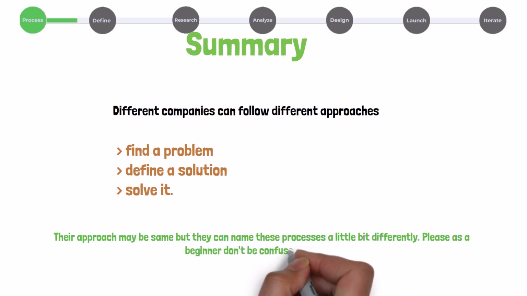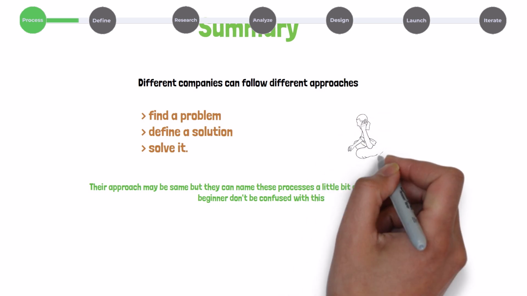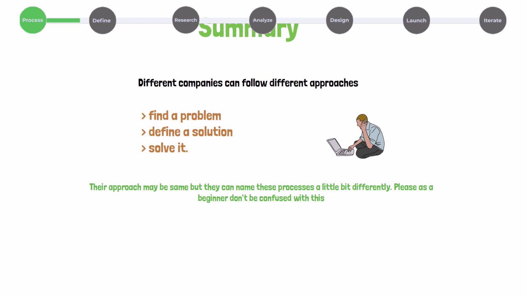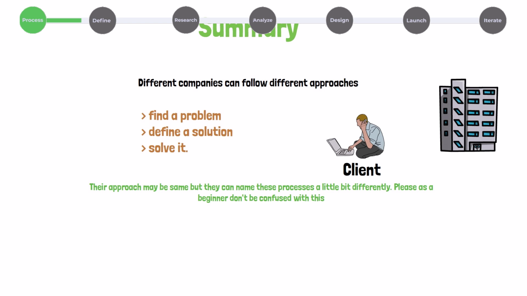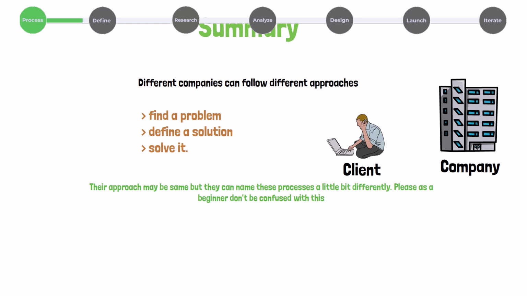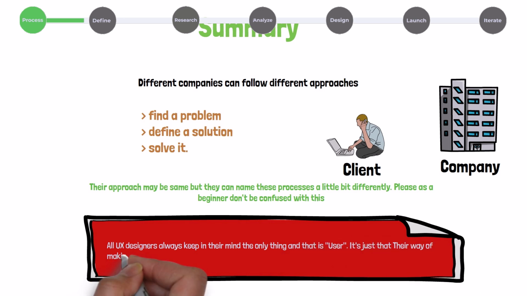Please, as a beginner, don't be confused by this. Also, the UX design process depends on where you are working, as the scenario might be different. It can be you are working directly for a client, or you are working in a company, and in a company you will have a team, and as a freelancer you are your own boss and you are working alone. But all UI UX designers always keep in mind only one thing, and that is the user. It's just that their way of making them happy can be a little bit different. Hence, when you see different procedures on multiple sites or on ChatGPT, you should remember those above things.